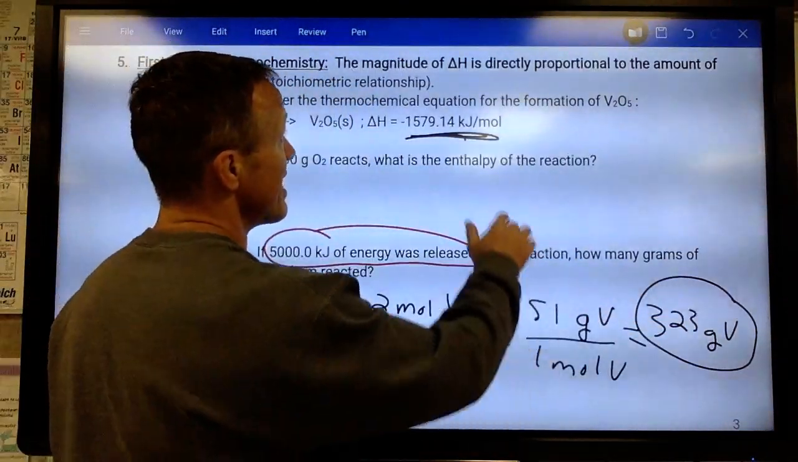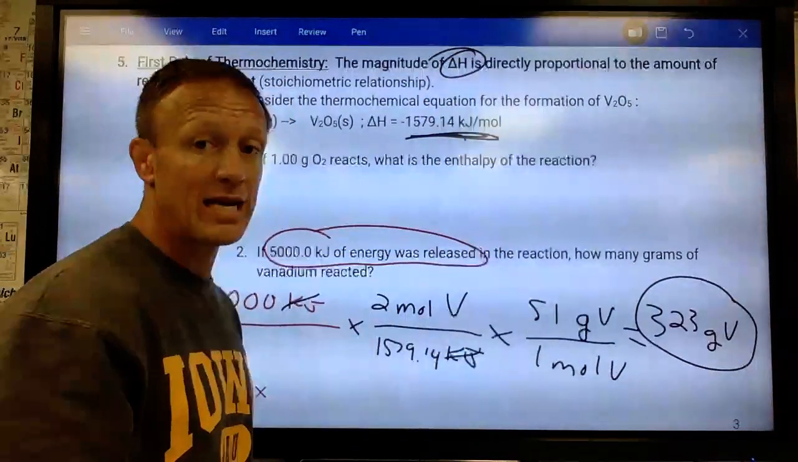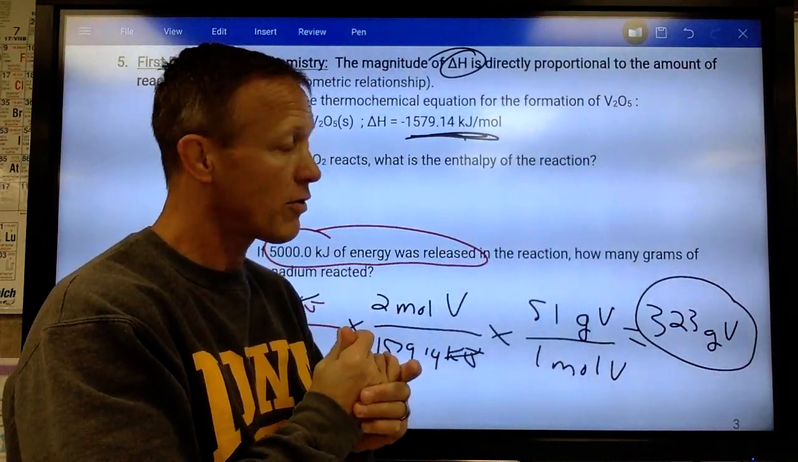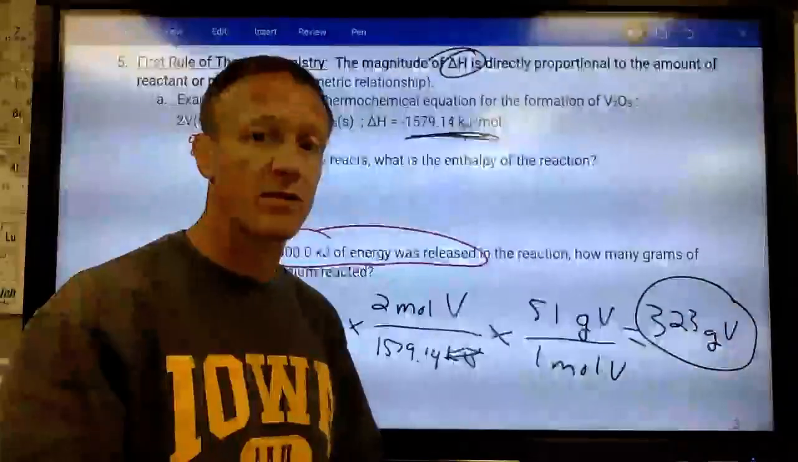Again, delta H is the enthalpy change in a reaction. Is there an increase or a decrease? An increase in heat means it's endothermic. A decrease in heat means it's giving off heat to the surroundings, exothermic.